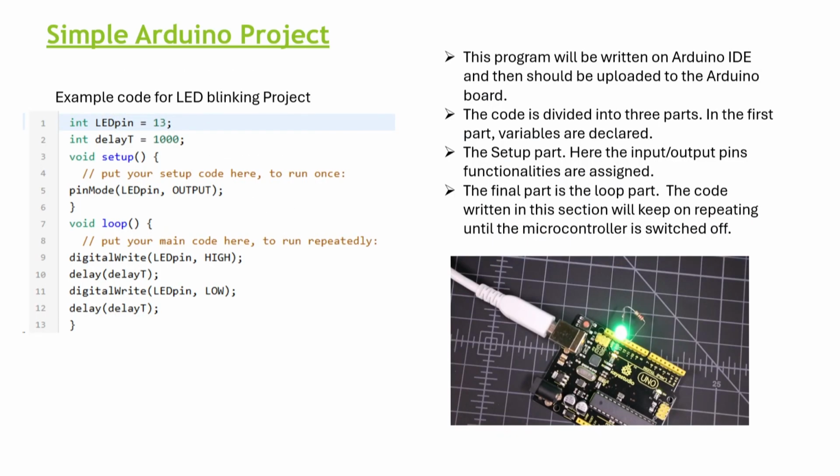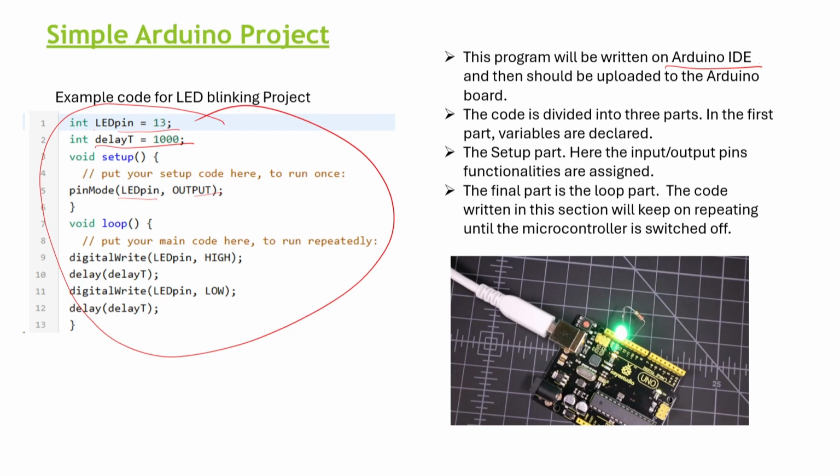Now, you can write a simple code. We have given a simple code for LED blinking. We have defined this LED pin 13 and the delay time as 1000, and then we have put this setup code, pinMode LED pin output, and then we have given this loop part of the program. This program can be written on the Arduino IDE and then we can upload it to the Arduino board.